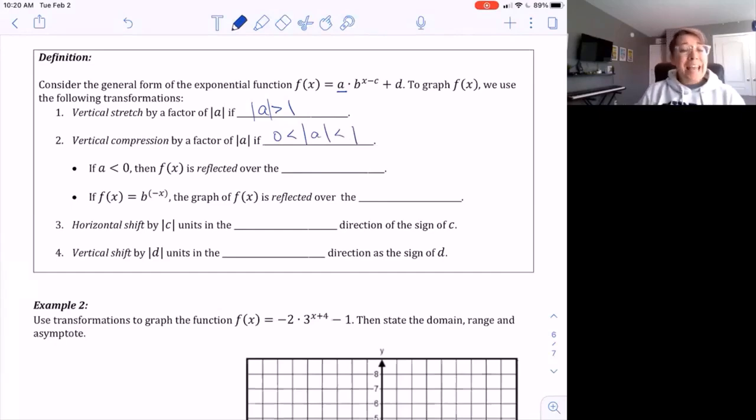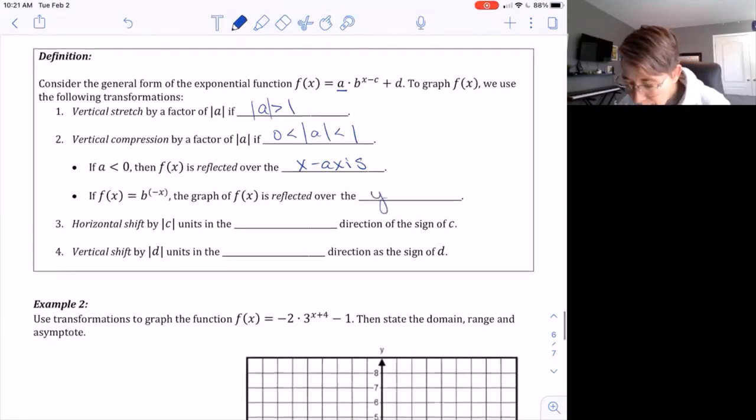Now, if that a is negative, remember those negatives mean that we have a reflection. If you're multiplying those output values, which are the y's, by a negative, that means it's going to reflect over the x-axis. If the x value is being multiplied by a negative, then the graph of f of x is reflected over the y-axis. Just think, if you multiply, those x's change signs over the y-axis.